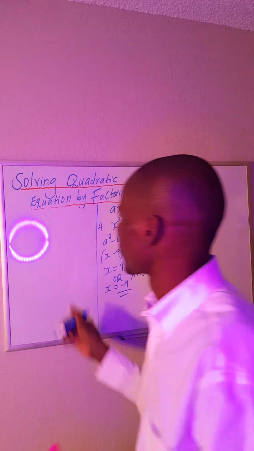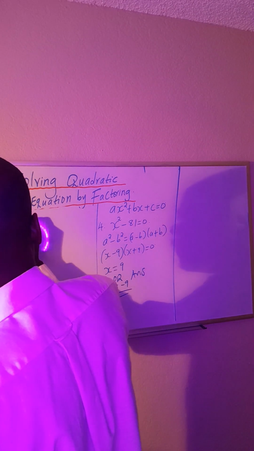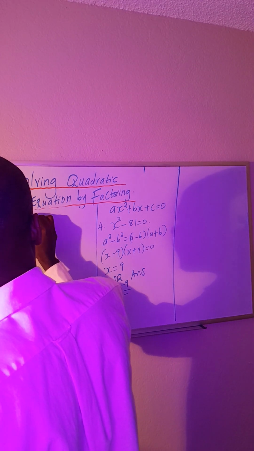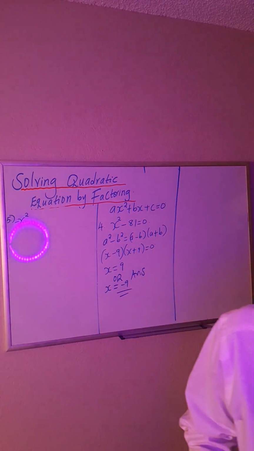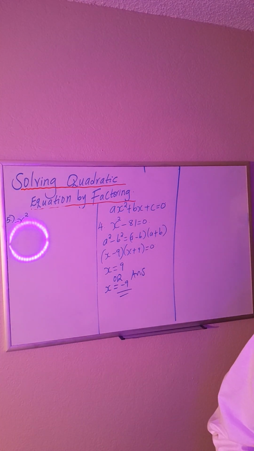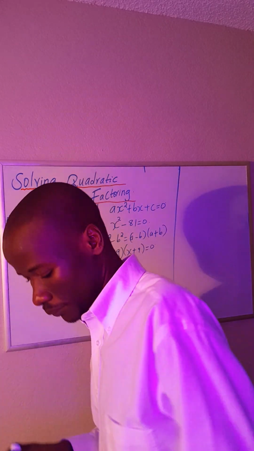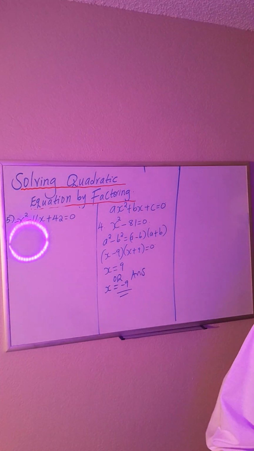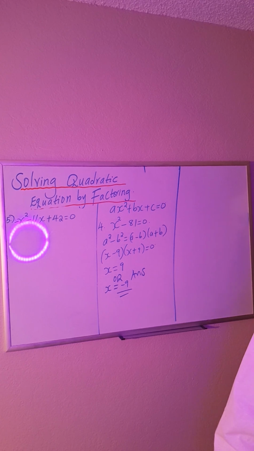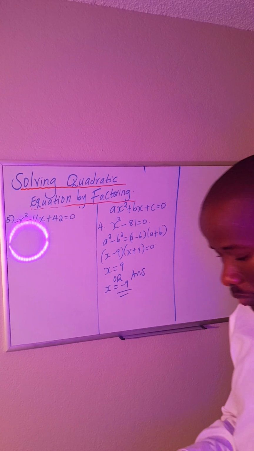Example 5 now. Negative x squared minus 11x plus 42 is equal to 0. So that is the first thing. What do I do with that kind of a question? What do we do with this kind of a question?